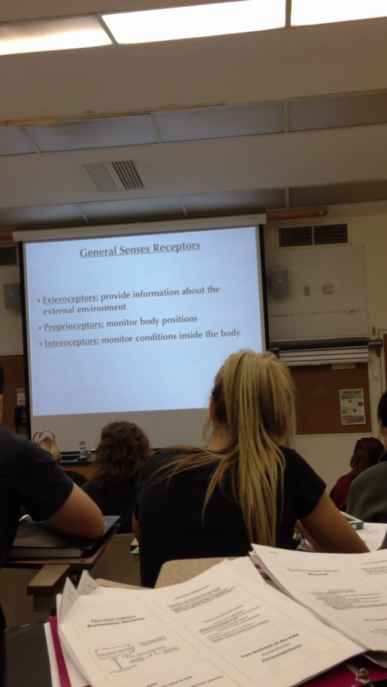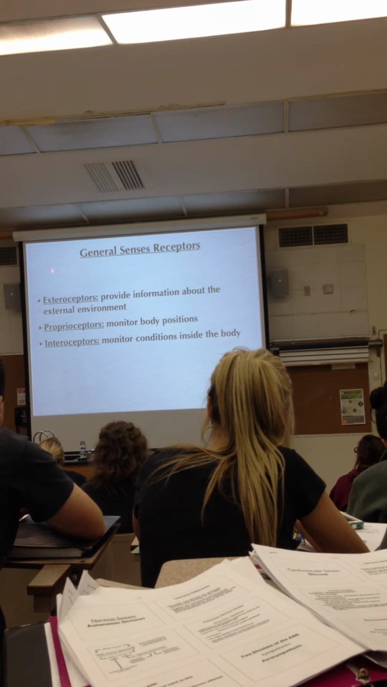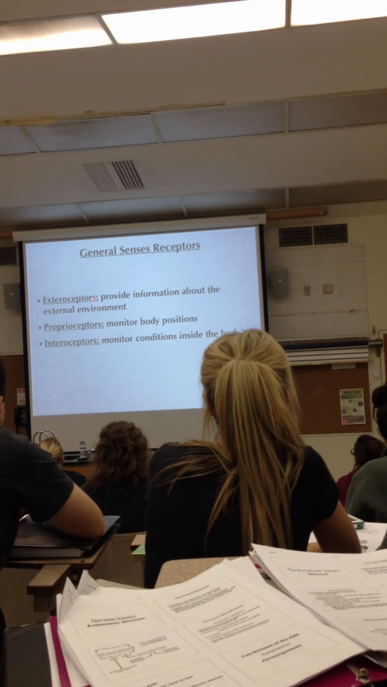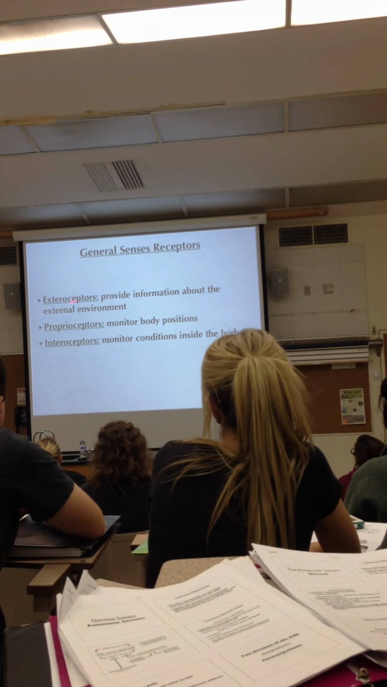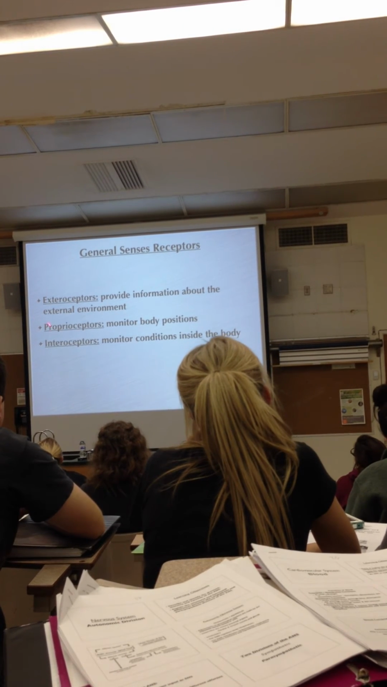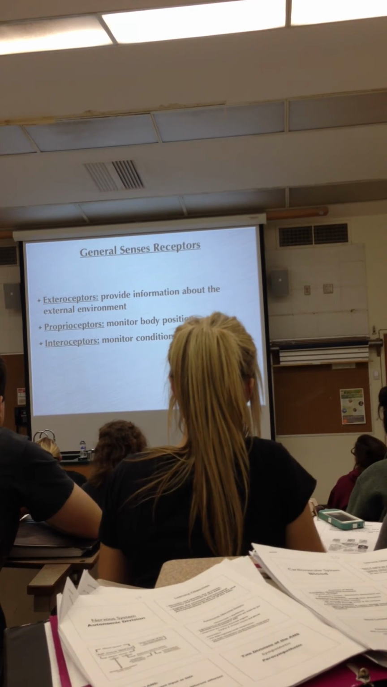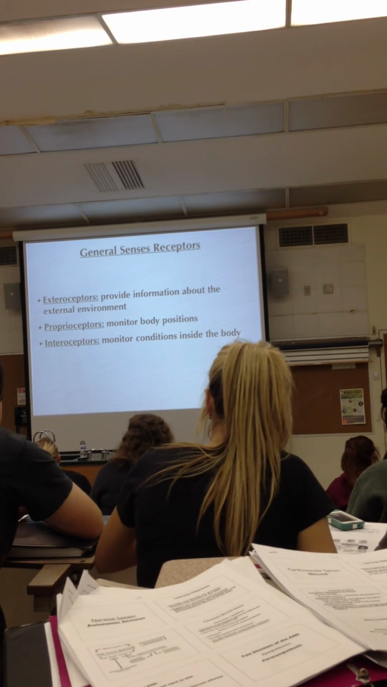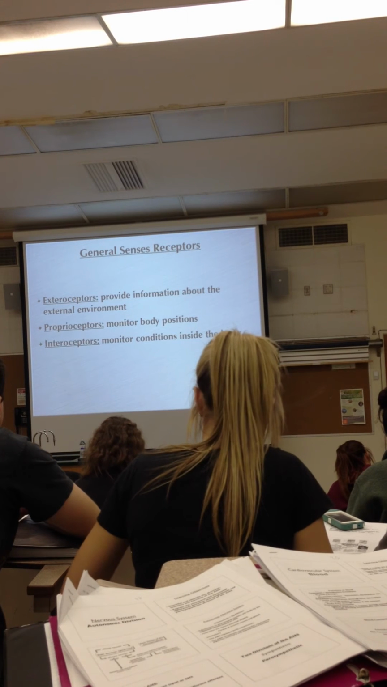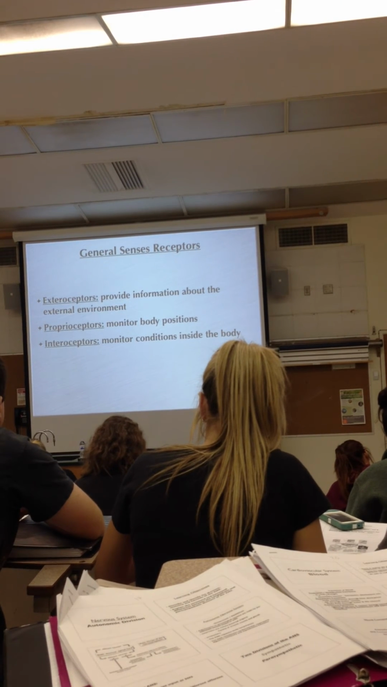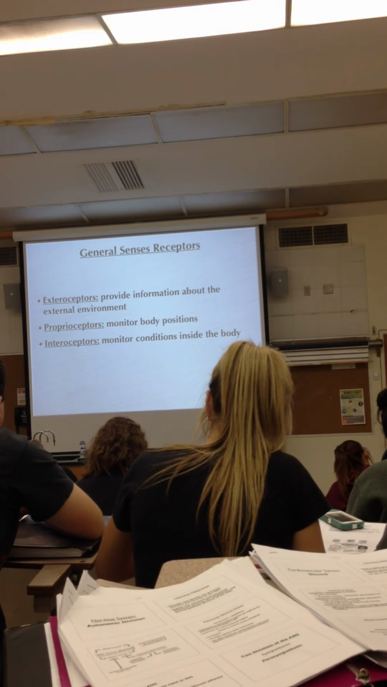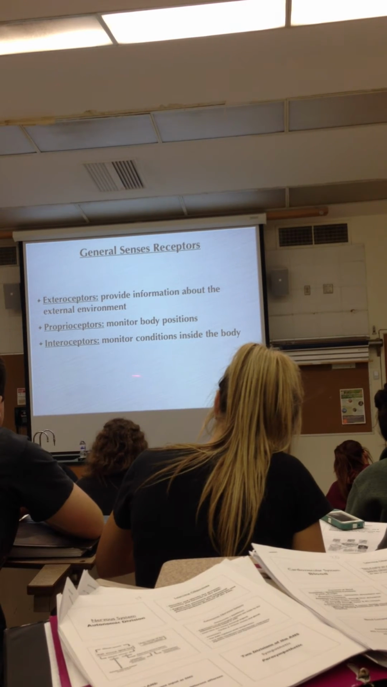So the general senses, you have exteroreceptors. These are what we just talked about in the skin. Then you have the proprioceptors that are monitoring position of the body. Again, those are going to be in the joints, like in the joint capsule, in the tendons, and also in the muscles. And then interoreceptors. These are basically inside the body.